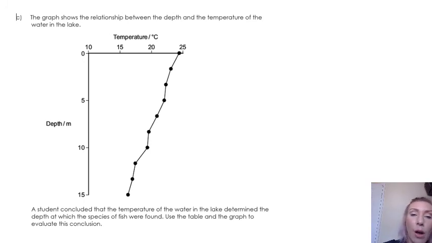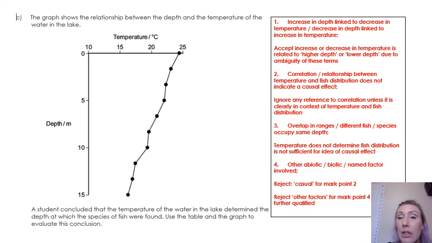Okay, so although we've got some information here in the table, the graph, that suggests that as you increase your depth, the temperature is lower. Okay. We've also got information in the table that says that some species of fish occupy quite a large length of depths, okay, which obviously are different temperatures. So having a look then at what the examiner wants in your answer.